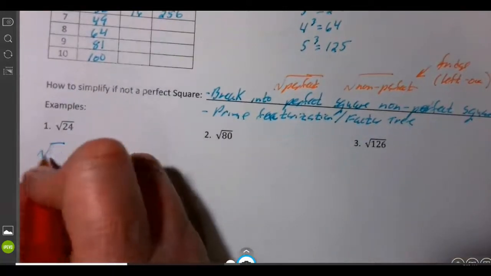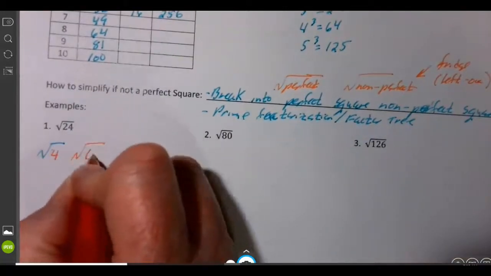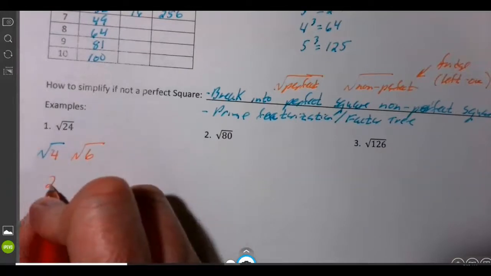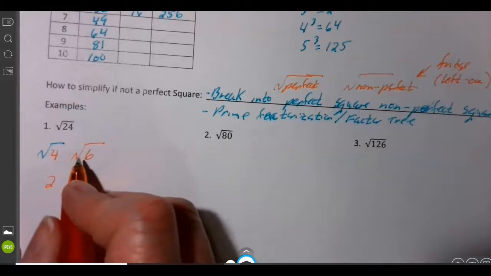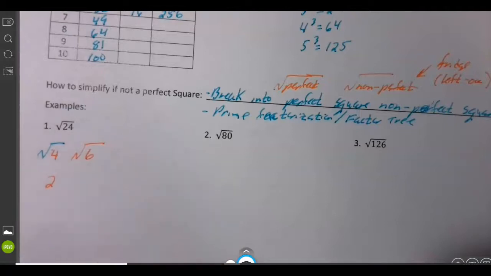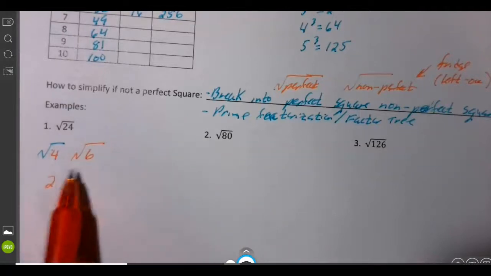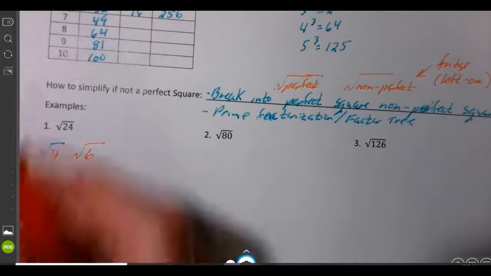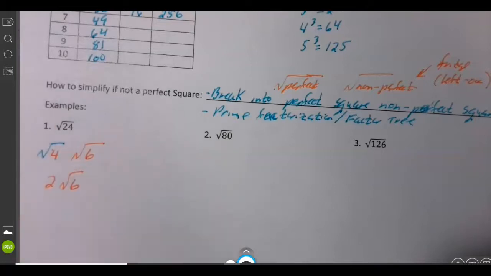So I have a perfect square of 4. What's left over? 6. What's the square root of 4? 2. Now, you always double check this just to make sure, just kind of like with reducing fractions, with factoring, anything. Look to see if there's anything that goes into it. Well, 2 and 3 are the only thing that go into it. Is 2 a perfect square? Is 3 a perfect square? No. So this is my answer.